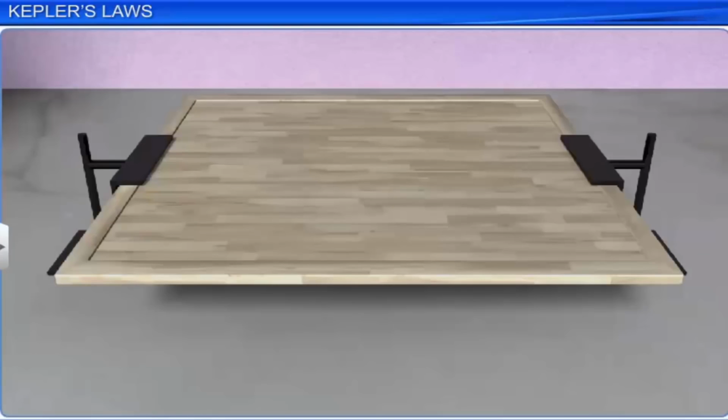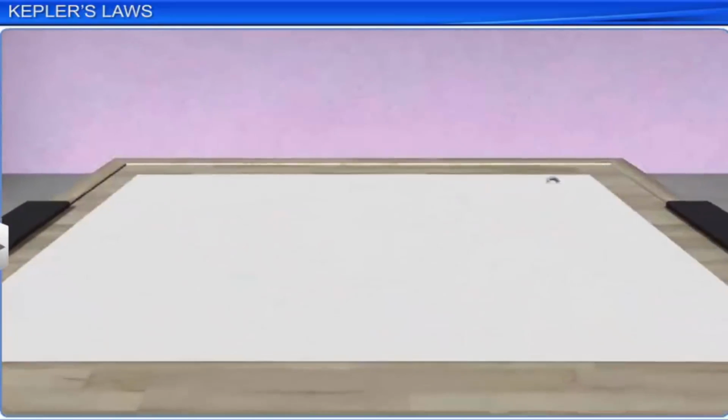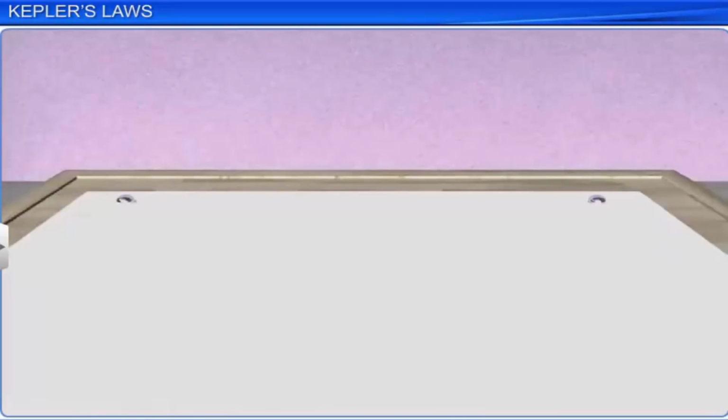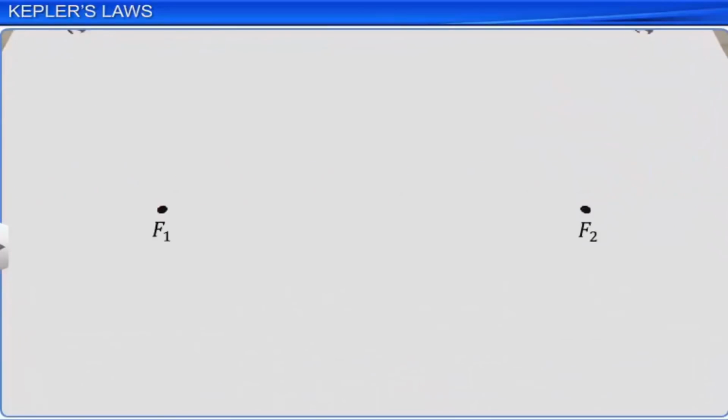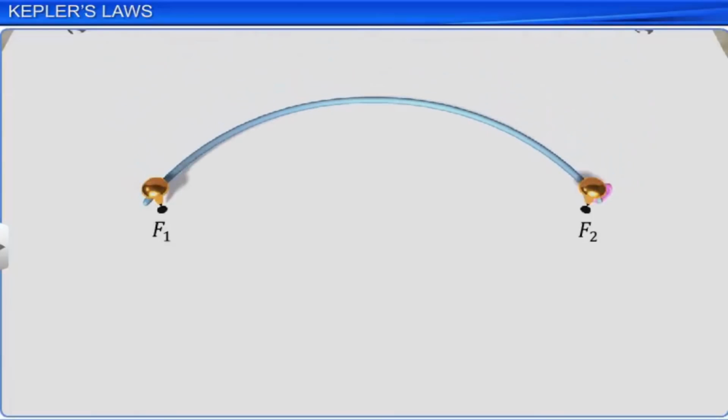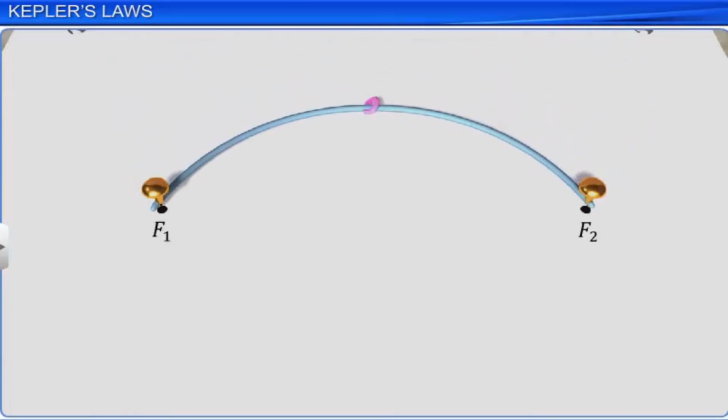Let us conduct an activity to better understand this. Fix a drawing sheet to a pin board. Select 2 points, F1 and F2, on the board and fix 2 pins at the points. Take a string of finite length and pass it through a small ring. Fix the 2 free ends of the string to the 2 pins located at F1 and F2. Pass a thin pencil through the small ring.